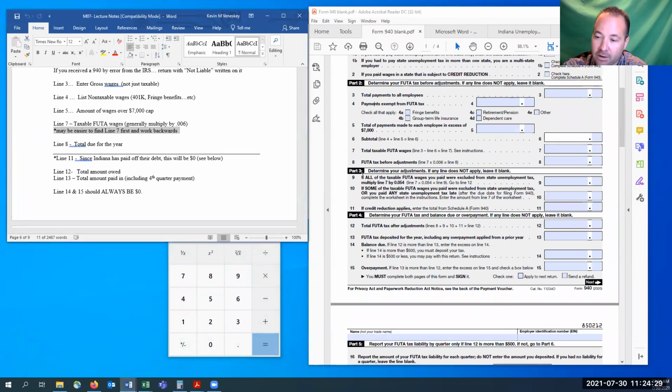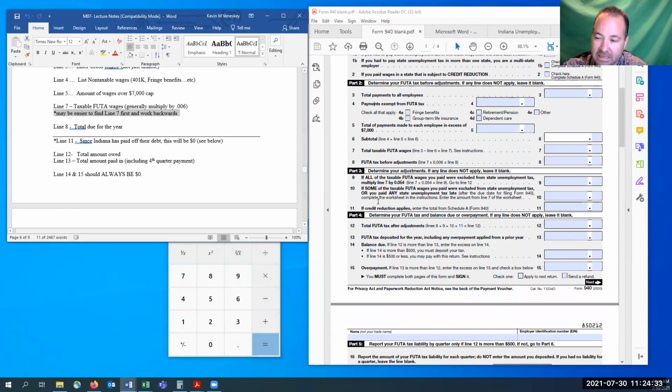All right, part 3 here, lines 9, 10, and 11. And basically looking at just line 11, we had to do this back from about 2011 through 2016. But we no longer do that because we've paid that off. Remember I told you that Indiana had to borrow. Well, we have paid that off. So we're not going to have anything in these boxes. They're going to be blank.